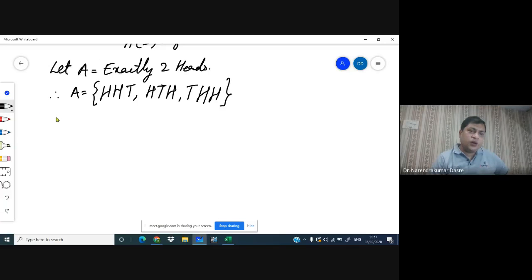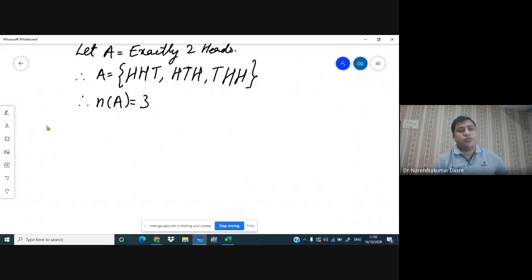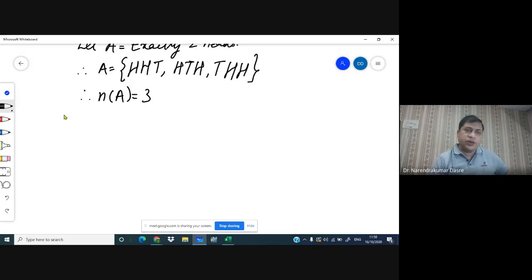Okay, and now what we know, we have to calculate the number of sample points in A. So number of sample points in the event. So how many sample points we have? Three. Okay, and once we have the number of sample points in an event and number of sample points in the sample space, we are able to define the probability.